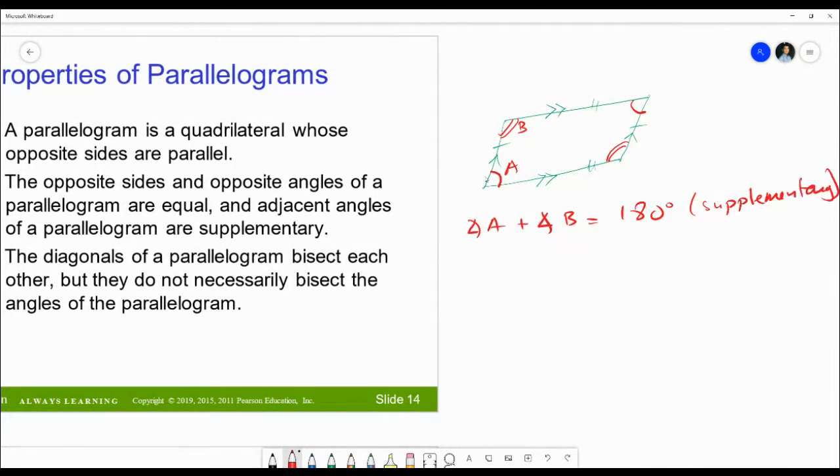Okay, now the diagonals do not necessarily bisect the angles. The diagonal means from one corner to another. Here they do not bisect the angle, but they do bisect each other, so this one is the same as this one, and this one is the same as this one. Okay, so we're going to use this fact later on. So make sure that you touch up on this if you don't remember what this is.